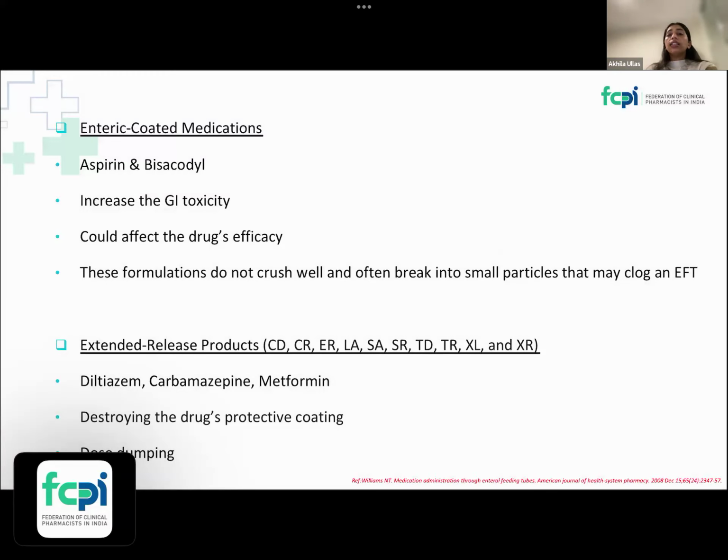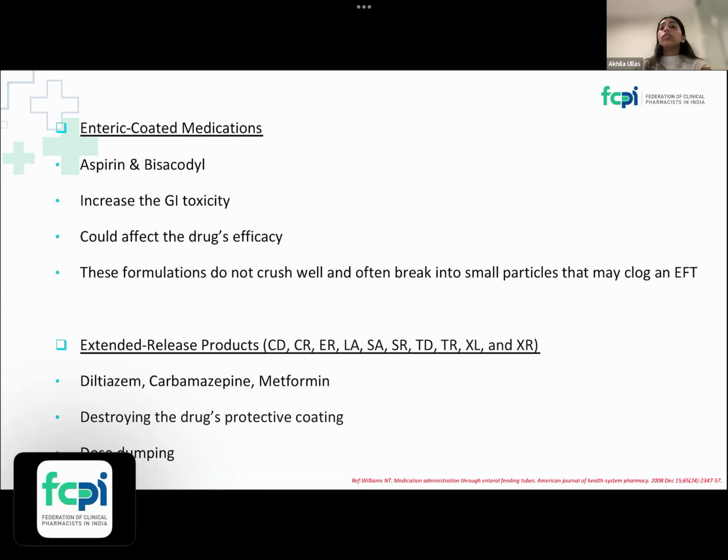These are some of the formulations seen in our daily life. One is the enteric coated medications like aspirin, bisacodyl, pantoprazole, omeprazole. These are enteric coated medications. Crushing them increases GI toxicity. If you crush these tablets, you may get GI toxicity. This will affect the drug efficacy.